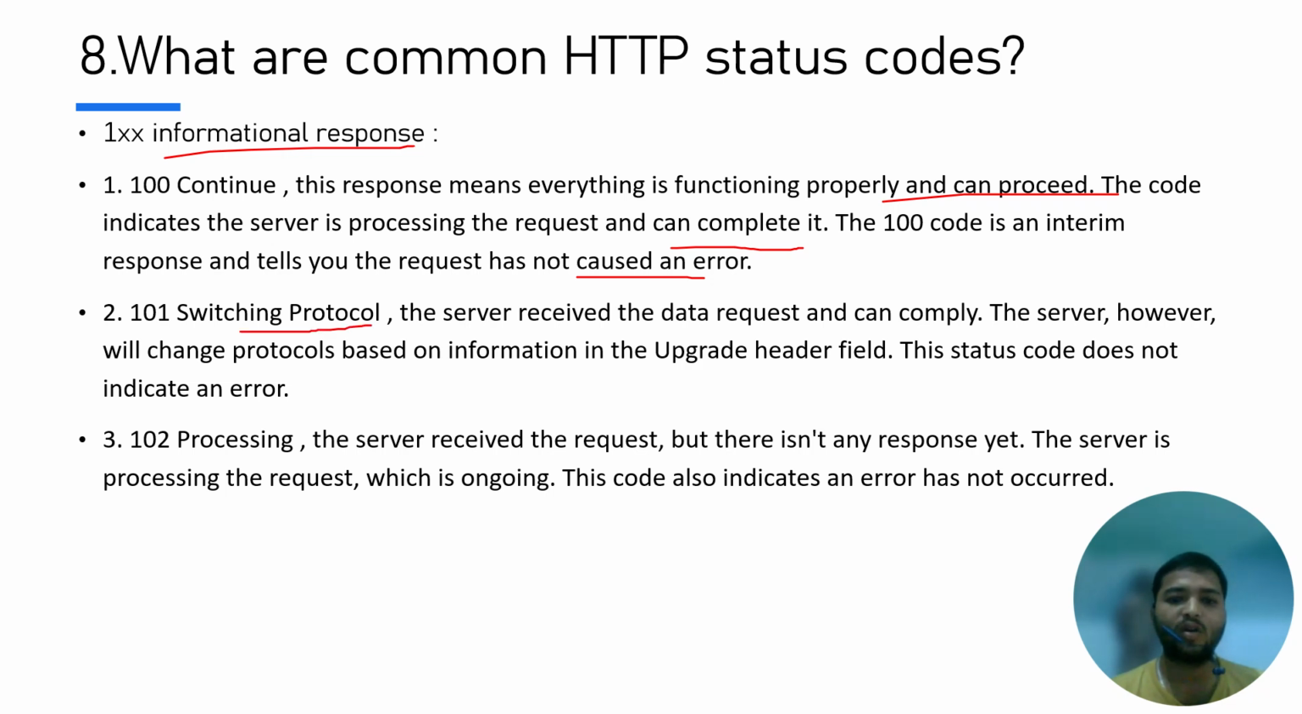101 switching protocol. The server received the data request and can complete this. The server however changes the protocol based on the information in the upgrade header field. This status code does not indicate an error. 102 processing. The server received the request, but there is not any response yet. The server is processing the request, which is ongoing. This code also indicates an error has not occurred.